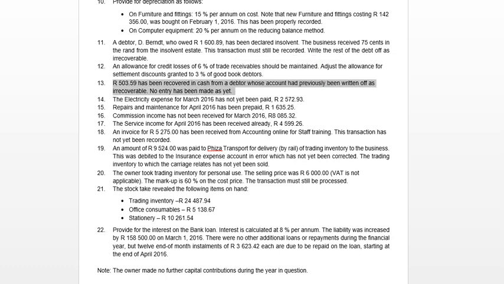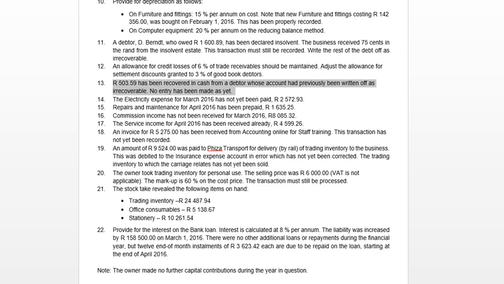Then we've got 503 Rand and 59 cents, has been recovered in cash from a debtor whose account had previously been written off as irrecoverable. No entry has been made yet. So previously we wrote off this guy as a credit loss. We knew that we wouldn't get any money back from him, so we just wrote him off as a bad debt. Now this guy came back to us and he said, "Hey, I owe you this money. I want to pay this back." So we received 503 Rand in our bank account. So our bank account increased by that.